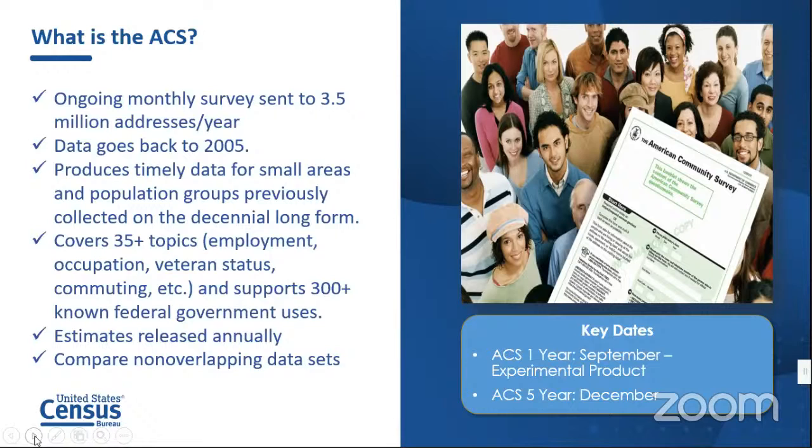So that when you do your time analysis, you're consistent. We cover over 35 topics that look at employment, occupation, veteran status, food stamps, disability, lots of content that you can get real good information on. And you can compare it, which is a plus. A lot of data sets you cannot compare, but with the ACS you can. And we always release 2 data sets on an annual basis.